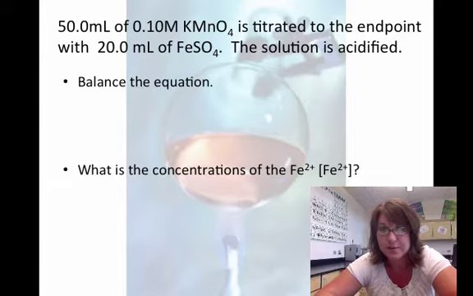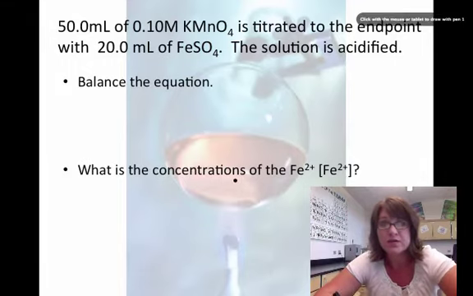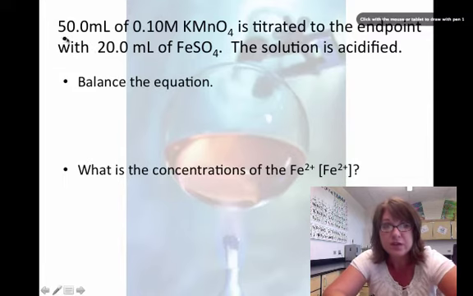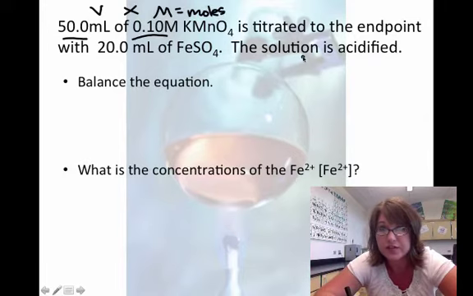We're just going to do one example here to help you see that redox stoichiometry is a lot like acid-base stoichiometry and, quite frankly, every other stoichiometry problem you have ever looked at. Just balancing the equation is going to take us a little while longer. So in this question we have 50 milliliters of 0.1 molar potassium permanganate. Notice we have volume and we have molarity, so when we multiply those together we're going to get moles. All right, we're going to titrate to the endpoint with 20 milliliters of iron 2 sulfate.